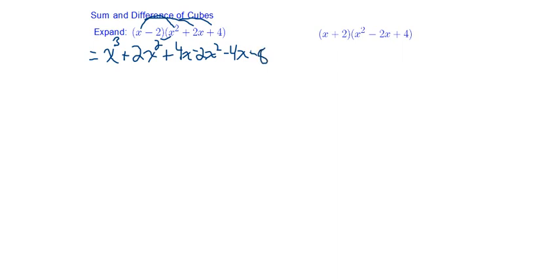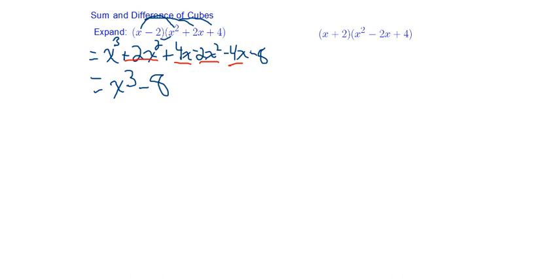And then from here, we can collect the like terms. And one of the things that you might notice, there is a single x cubed term. There's an x squared term that's positive and one that's negative. There's also an x term that's positive, 4x, and negative 4x. So those terms will disappear, and we're left with an x cubed minus 8. So that's an interesting observation here, is that we had what looked like a long, complicated expansion, and we got this.